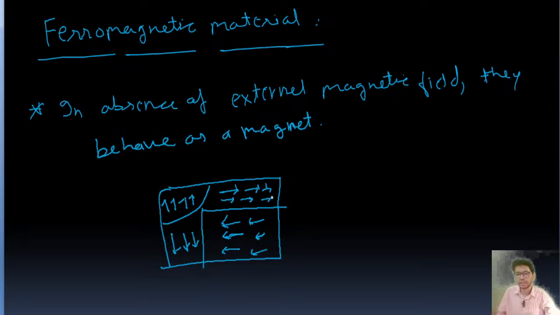This is a ferromagnetic material. The orientation of the dipoles is in this fashion, and the net dipole moment is not zero, right? That's why they behave as a magnet, even in the absence of an external magnetic field, because their dipole moment is not zero. So this is the orientation of dipoles inside the ferromagnetic material.